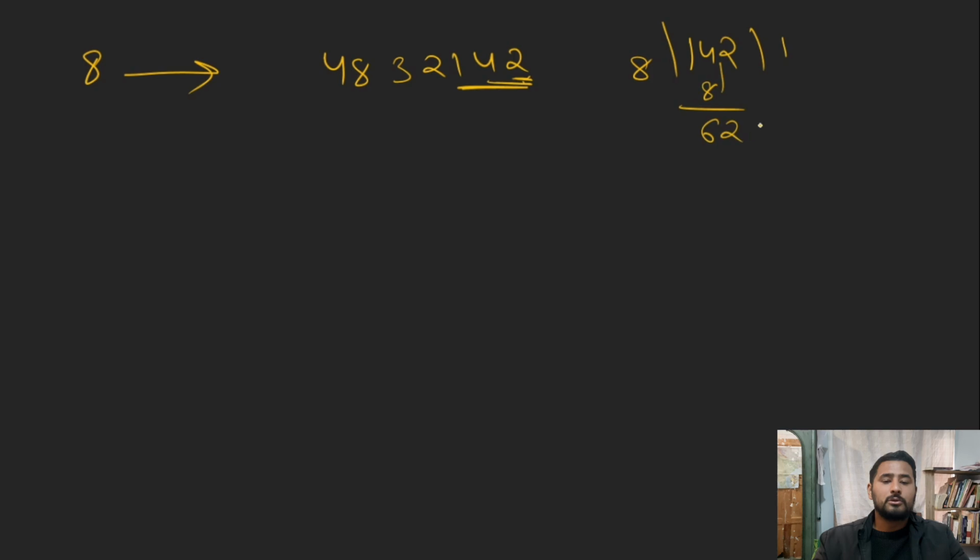14 minus 8 is 6, 2. So it is not possible. So this whole number is not divisible by 8. Clear? Let's take a good example which is divisible by 8.